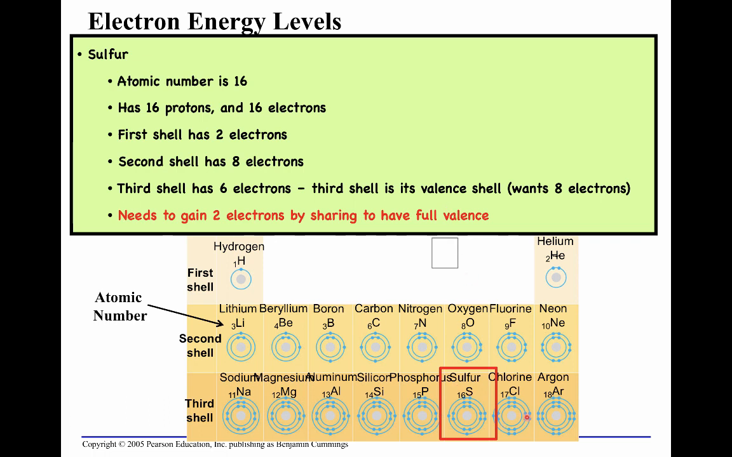Sulfur, down here in the third row, atomic number of 16, so it has 16 protons, thus 16 electrons. First shell has 2 electrons, second shell has 8, so 2 and 8, that's 10. I have 16 total, so it leaves 6 in the third shell. So the third shell is its valence. It has 6 electrons, so it needs to gain 2 to reach 8 to be full. And so sulfur is looking to gain 2 electrons by forming covalent bonds.